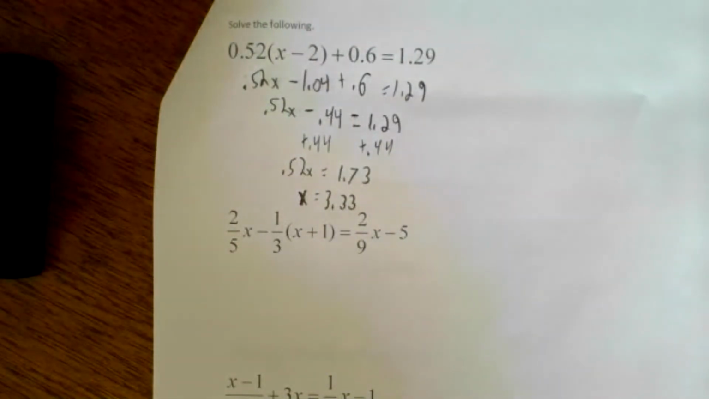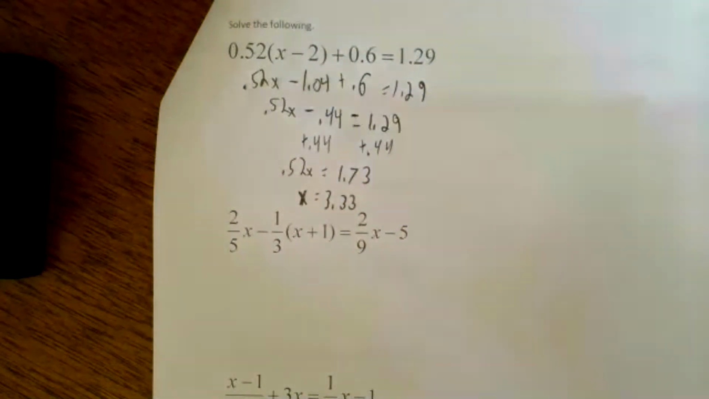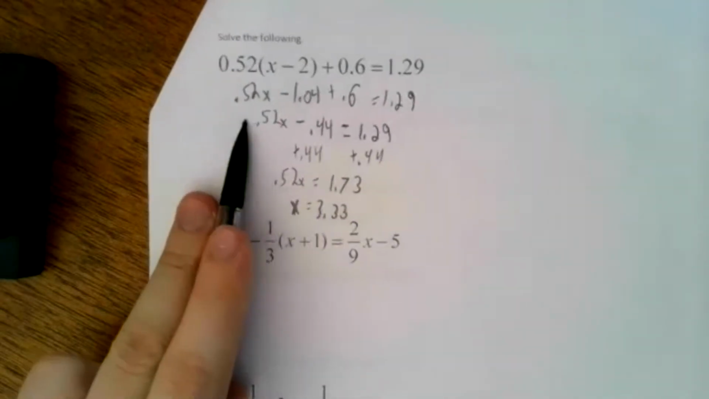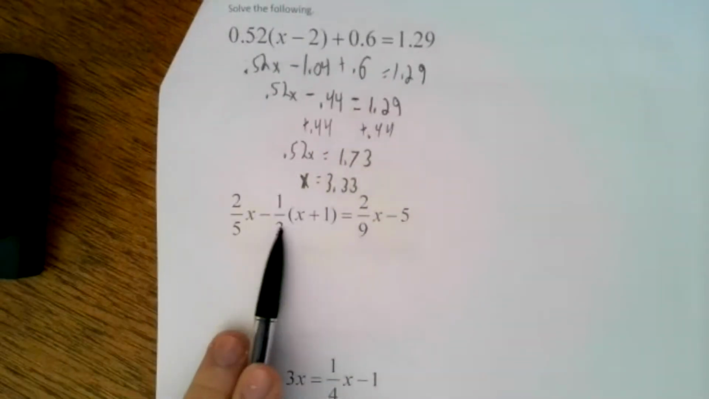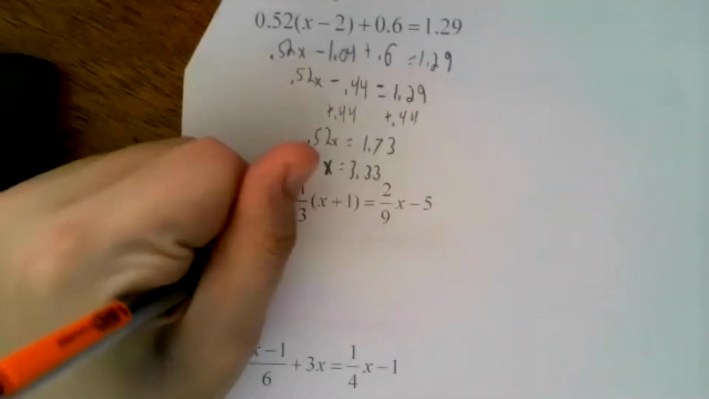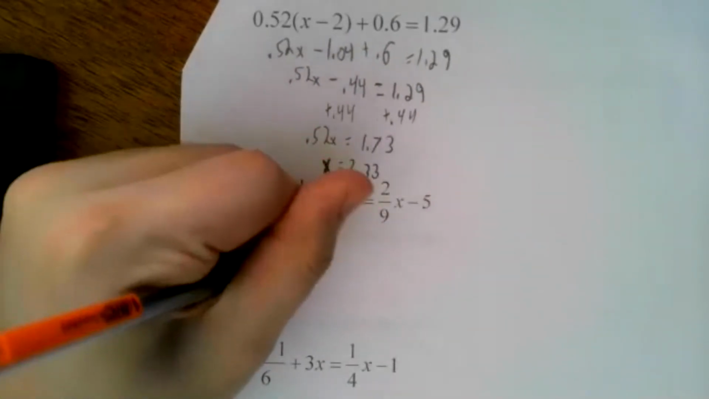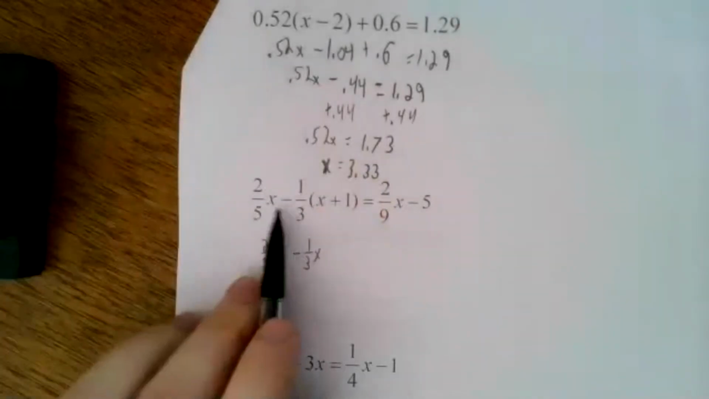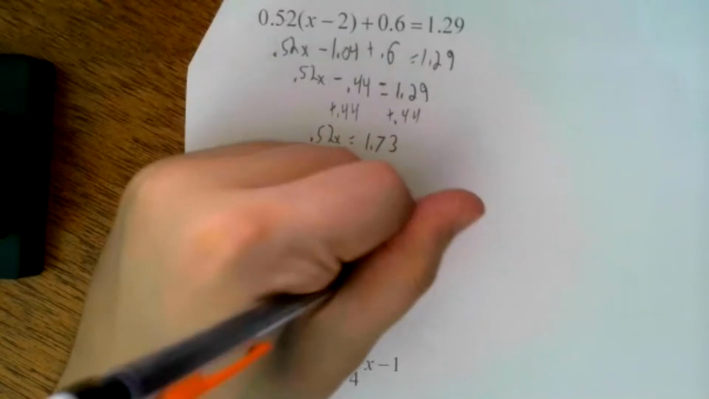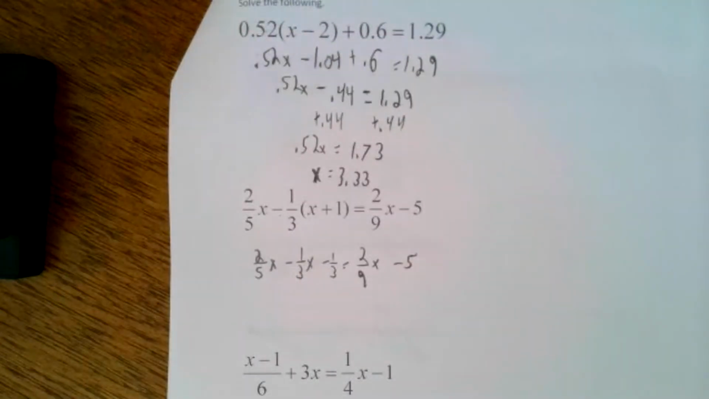Okay, let's move on to the next one then. So the next one, I have a bunch of things going on, right? So I think what I want to do is I'm going to follow a similar step to what I did on the first one, and I'm going to distribute this 1/3 to the parentheses. So I have 2/5 x minus 1/3 x minus 1/3 equals 2/9x minus 5. All right, so I'm just distributing that negative 1/3.